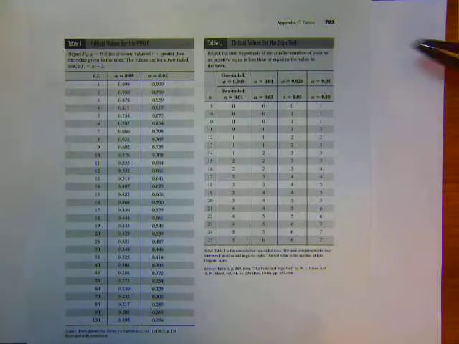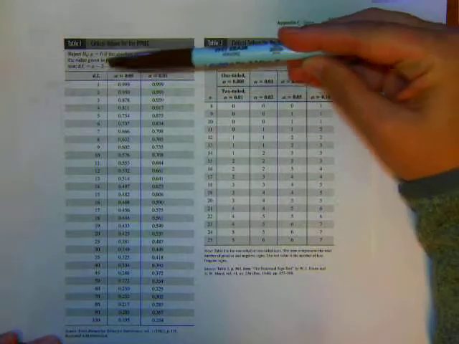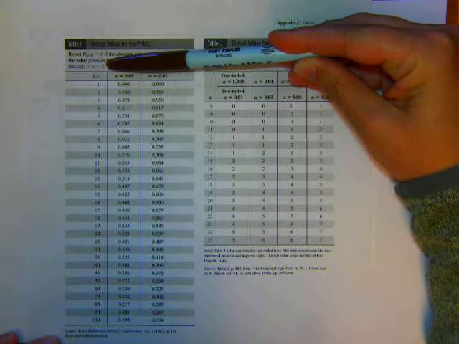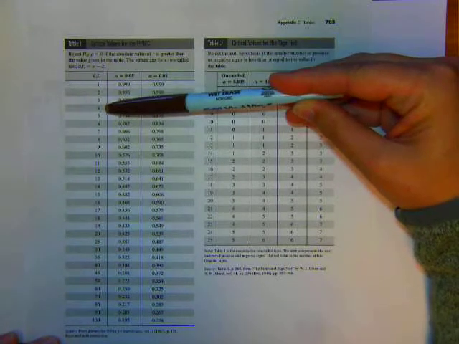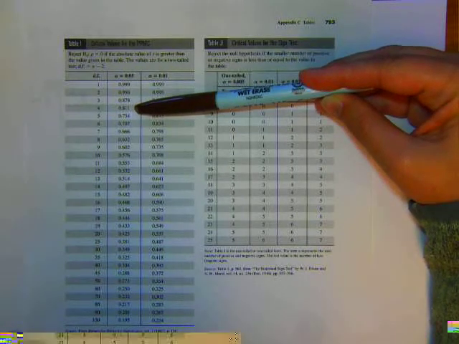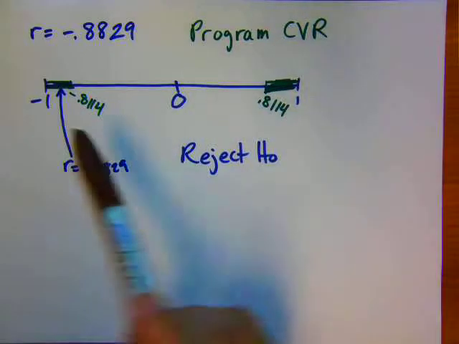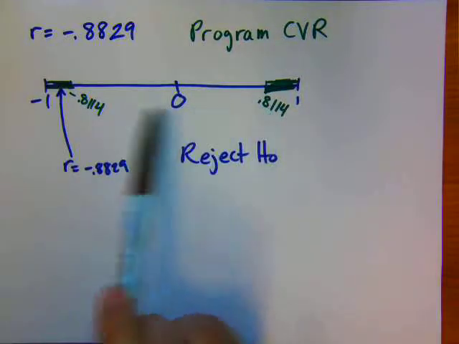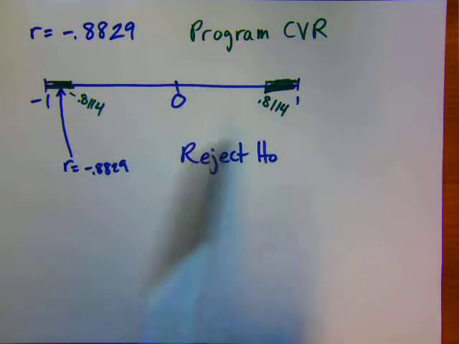Here's the table in the back of the book with correlations. Note it has a little footnote here. N minus 2 would be your degrees of freedom, so we go down to 4 degrees of freedom. Alpha equals 0.05 column, and you get 0.811 for our critical value. That's the same 0.811 and negative 0.811 that we got here.